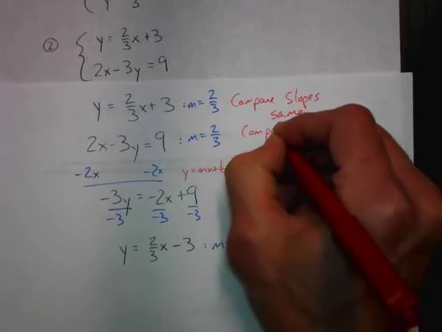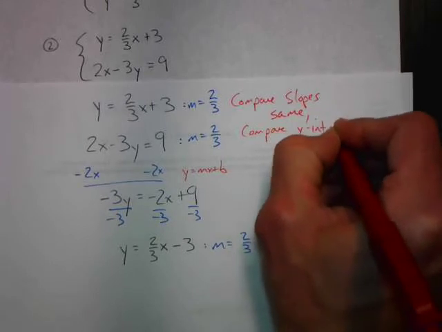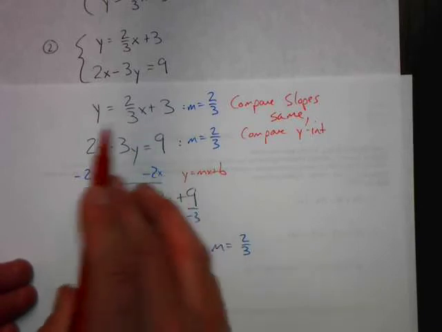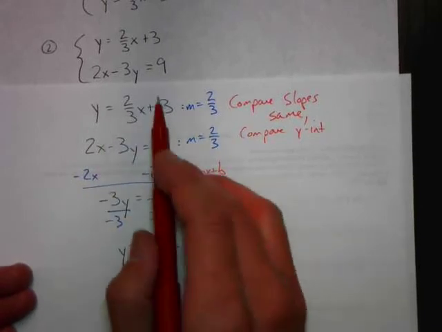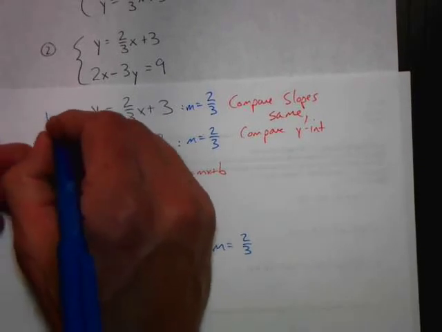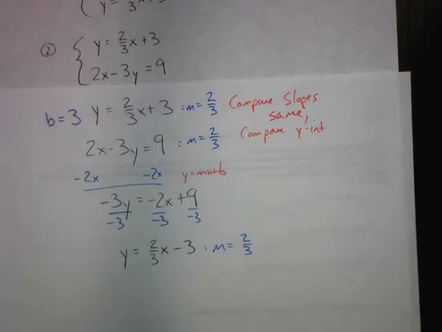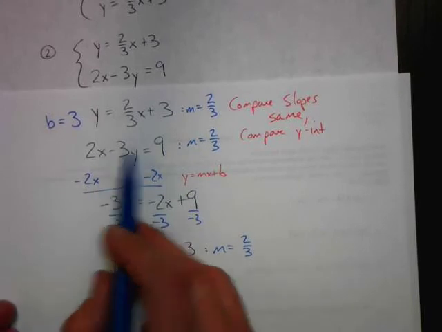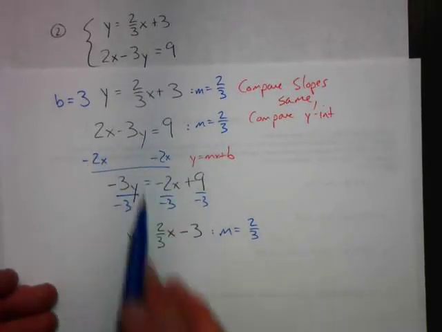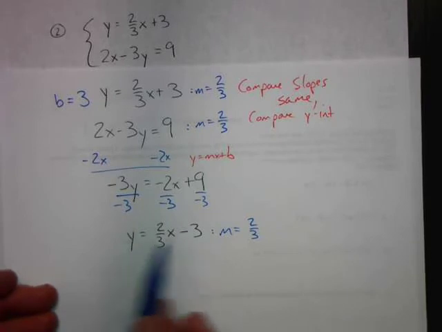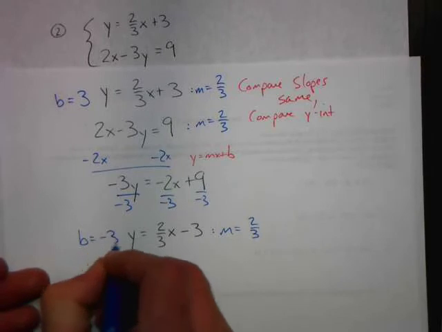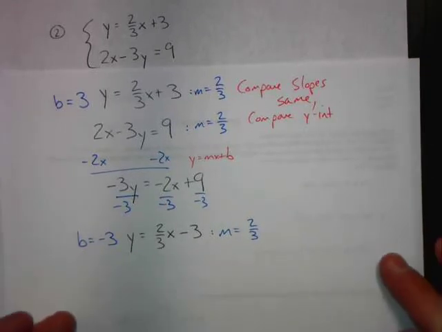Okay, so now we're going to compare the y-intercepts. Look at this top equation. What is the y-intercept of this top equation? Positive 3. So the y-intercept in that top equation is positive 3. Look at the second equation. Remember, we had to rewrite it to look like this. We took that second equation and rewrote it. What is the y-intercept of the second equation? Negative 3.